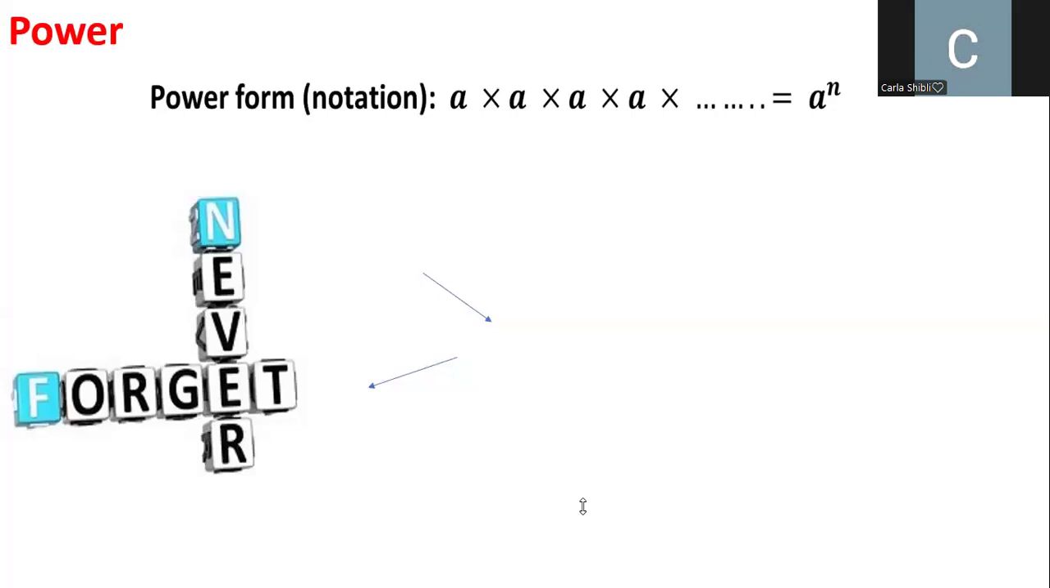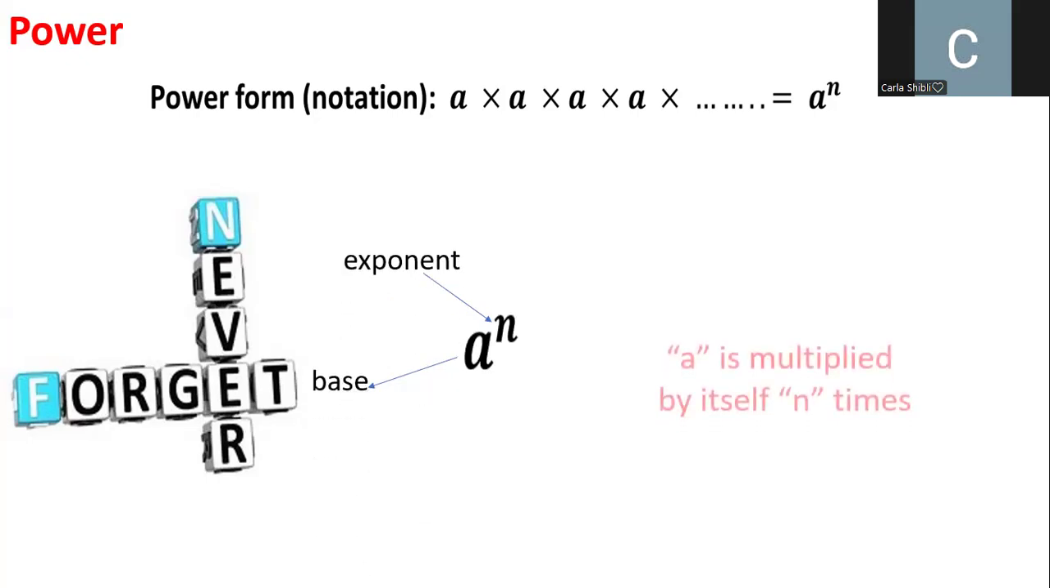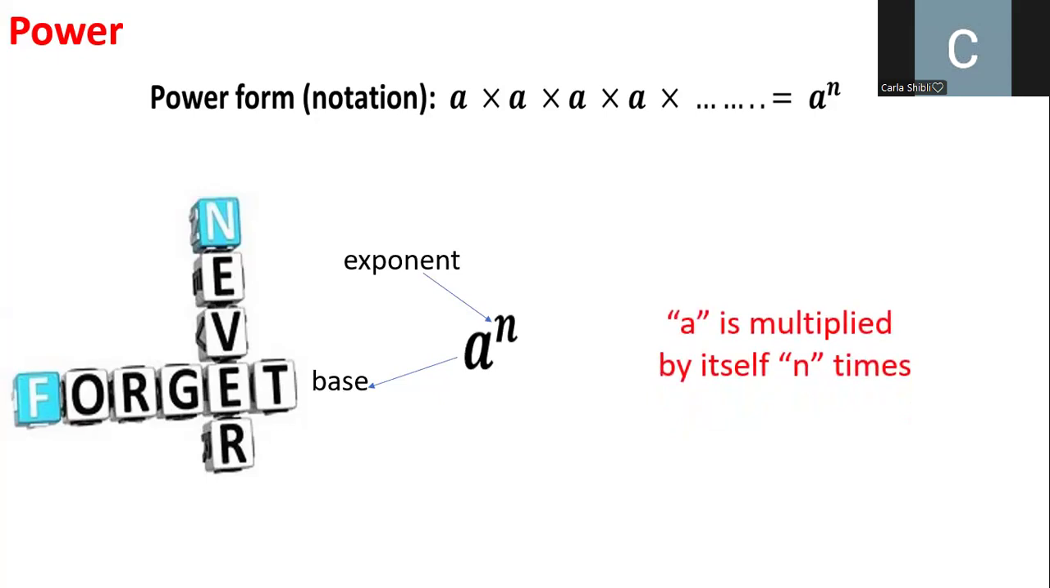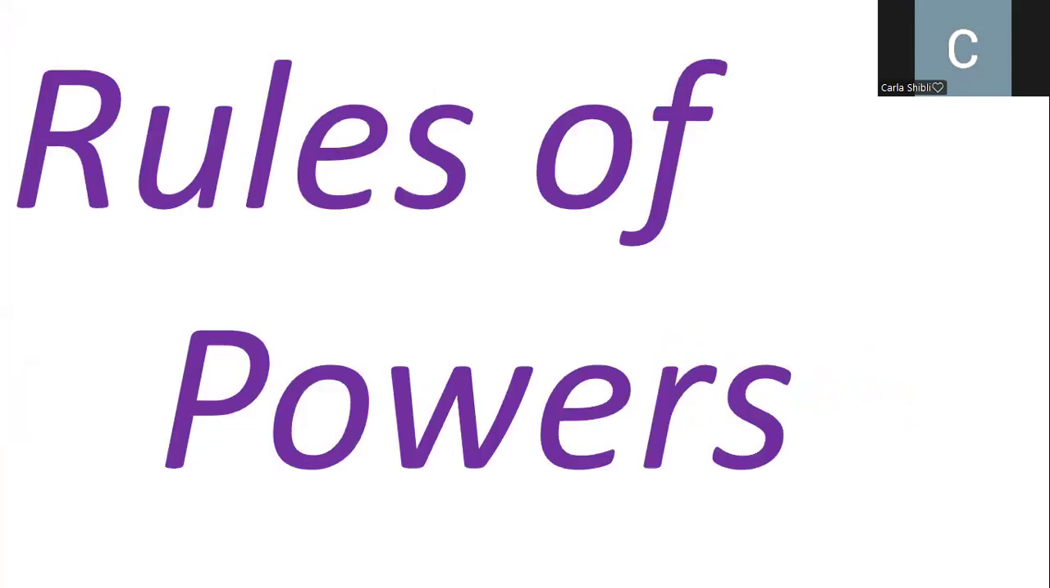As I said last time, when we talk about power, it is a repeated multiplication sentence written in power form. So in the power notation, we have the same number multiplied by itself many times: a times a times a times a, etc. We can write it in power form as a to the power n, where a is the repeated number and n is the number of repetitions. Also, this is the power notation, a to the power n, where a is the base and n is the exponent. So we say a, the base, is multiplied by itself n times.